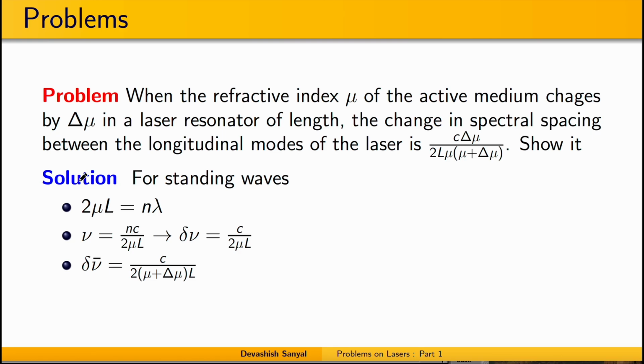Next we have another question: when the refractive index mu of the active medium changes by delta mu in a laser resonator of length L, the change in spectral spacing between the longitudinal modes of the laser is this. So what is the idea?